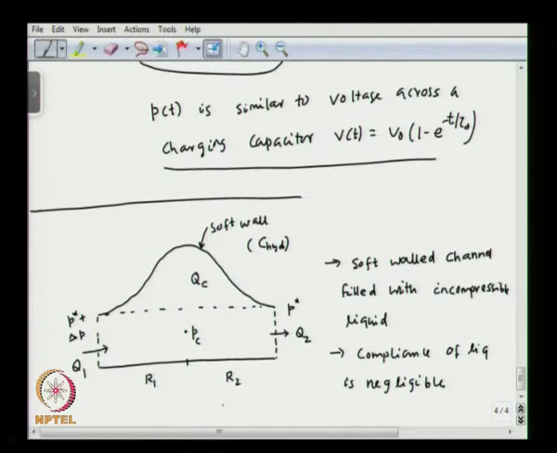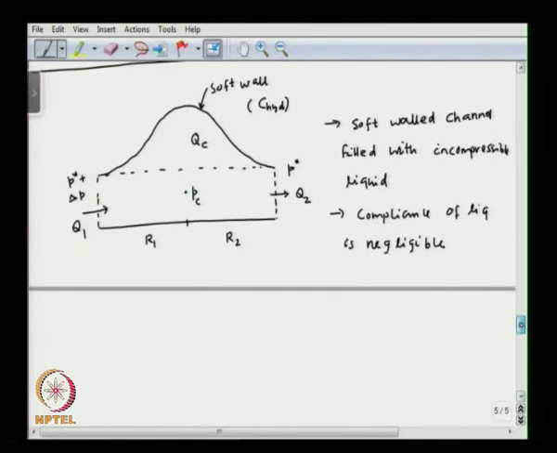So, what we can write here is the pressure is P star at the inlet, let us say for time t less than 0, and it gets to P star plus delta P for time t greater than 0.